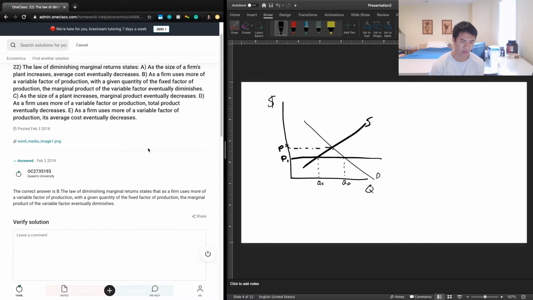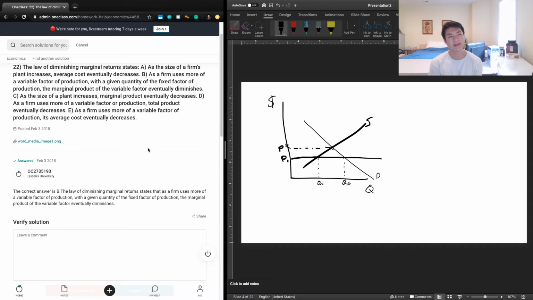And so when we think of the law of diminishing marginal returns, we can think of something like adding more employees. So you might add the first employee, who is maybe the most productive. The second employee is a little bit less productive. And if you have 100 employees cramped into a small room, you actually have that 100th employee doing very, very little to increase the overall production that only he can add. And so in that sense, the marginal product of the variable factor eventually diminishing is exactly what the law of diminishing marginal returns is trying to state. And so B is going to be a great answer. Let's make sure that none of the answer choices are better. C says, as the size of a plant increases, marginal product eventually decreases.